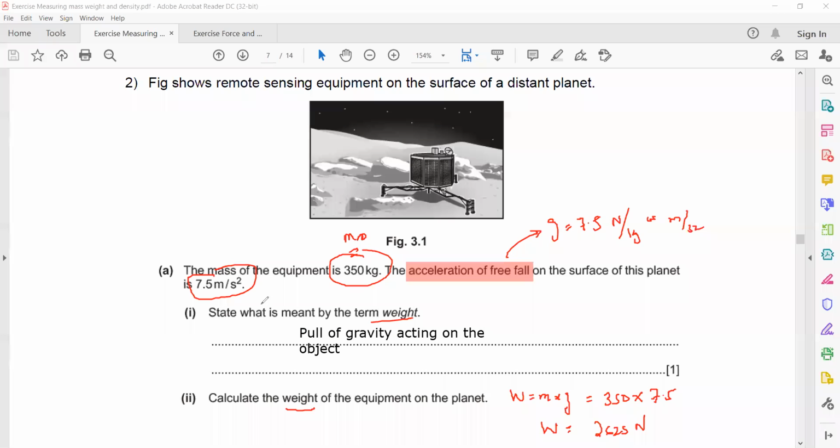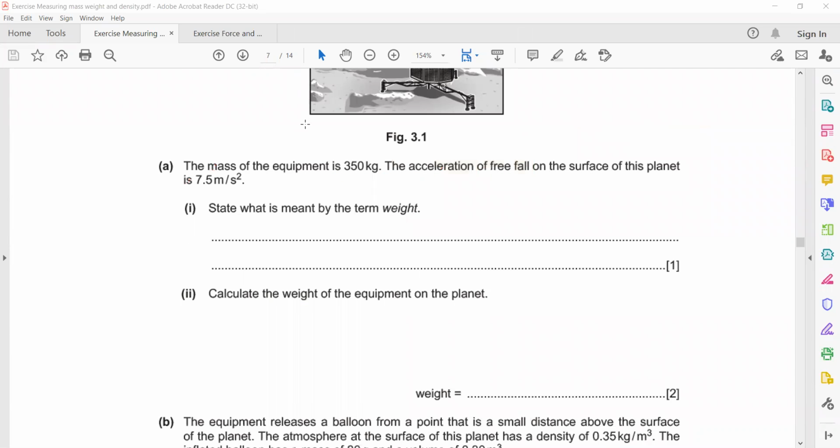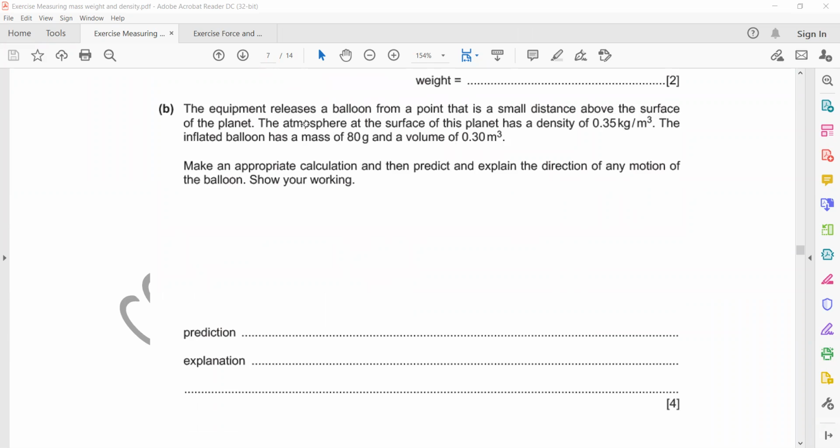The second part. The next part: what happened, the equipment releases a balloon from a point that is a small distance above the surface. Like this is the surface of the planet, and the equipment releases the balloon here from the surface.